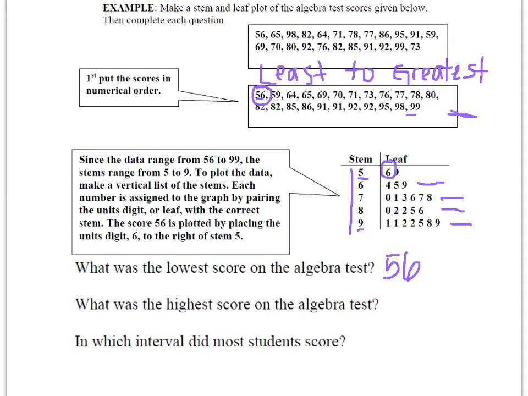What was the highest score on the algebra test? I can see that it's 99, but I'm going to double check myself. I'm going to go to the bottom row, and the last number would be 99.